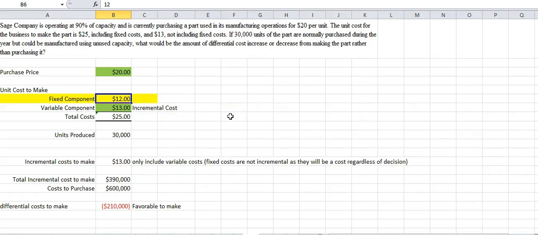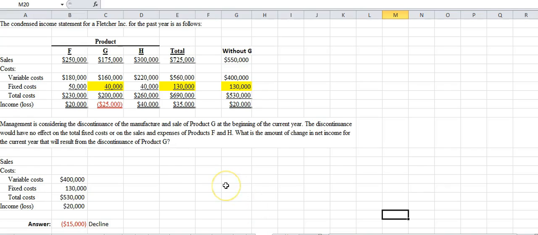Okay, fixed costs is cost that's already there. If you don't allocate it to this product, you're going to allocate it to another product anyways. That doesn't go away. So you do not take fixed costs into account when you make this decision. Okay, let's do the next problem. This problem has to do whether you want to eliminate a section or not. And again, fixed costs are going to play an important role because fixed costs do not go away. So let's take a look at this problem.